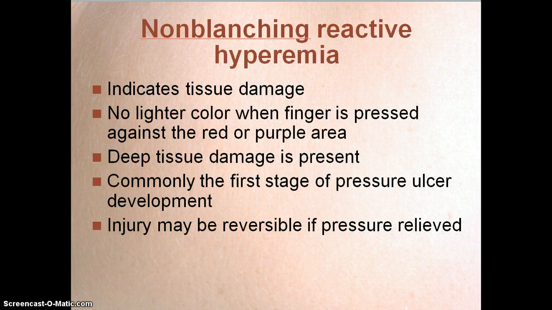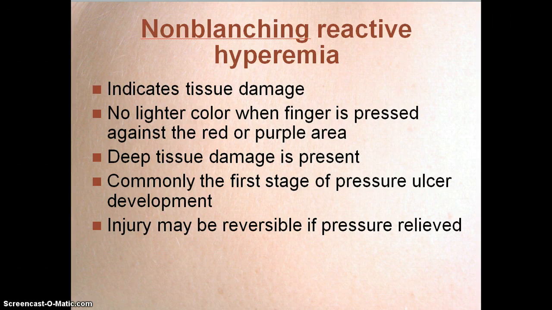Non-blanching is severe tissue damage, and that's where it doesn't become red. It's no lighter color when the finger is pressed against it, and there's deep tissue damage present. We need to differentiate between the blanching and the non-blanching. The timing of this: any redness lasting longer than 15 minutes can indicate hypoxia. If hypoxia time is 30 minutes with a turning interval of 2 hours, increasing turning time to every 1.5 hours is going to only help the situation.